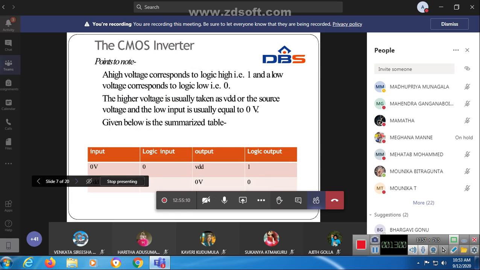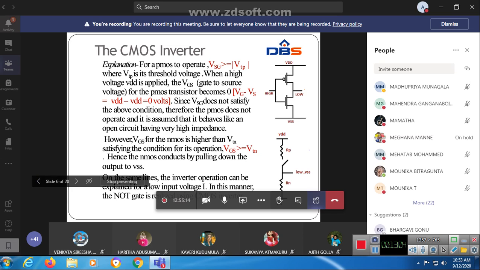So next, the same thing, for example here it is high. When we consider a low input signal, that means the low input will be given to both transistors, the PMOS transistor and the NMOS transistor.